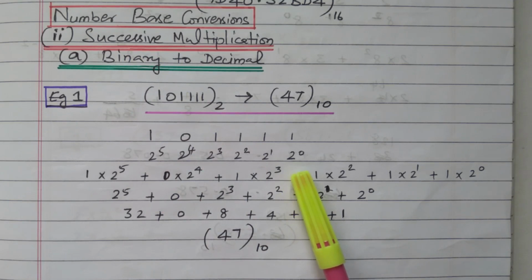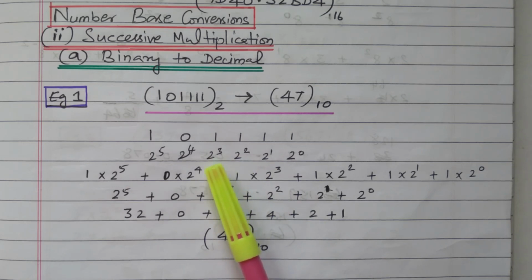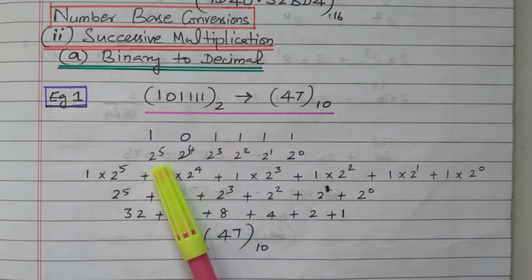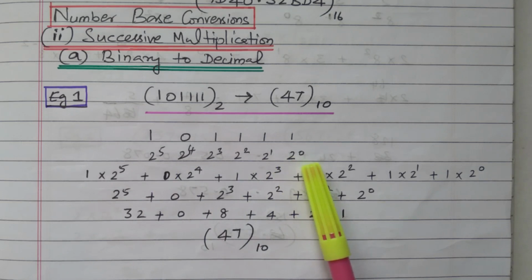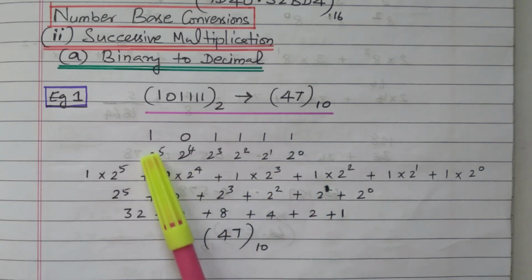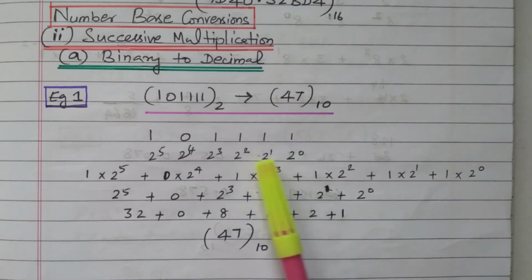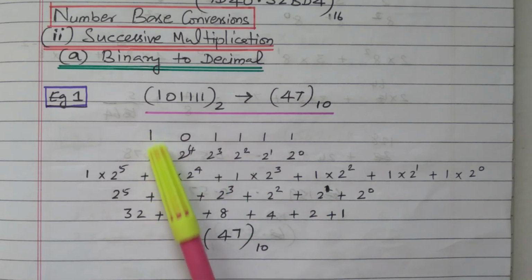It should multiply with the weightage: 2 to the power 0, 2 to the power 1, 2 to the power 2, 2 to the power 3, 2 to the power 4 and 2 to the power 5. Starting from the LSB, this is the LSB, least significant bit, and this is the MSB. Starting from LSB, we need to multiply with 2 to the power 0, 1, 2, 3 like that. Now we'll write it separately.